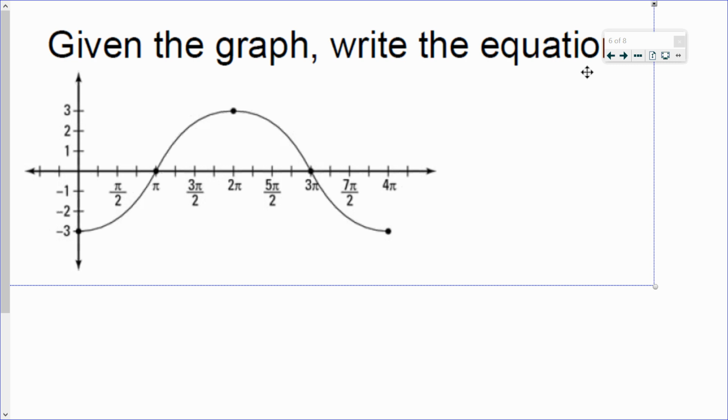Some review topics that I wanted to go over again: given the graph, write the equation for that. So we wanted to go over graphs again. I wanted to find the midline of this one, which is halfway between the max and the min. You have to calculate it. This one's kind of easy because it goes from 3 to -3. So I'm going to have my midline here.